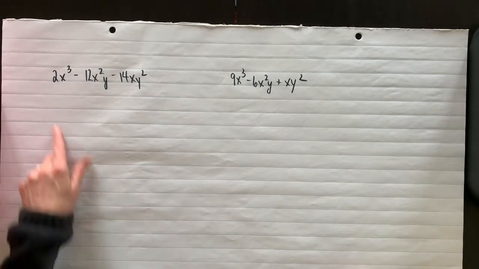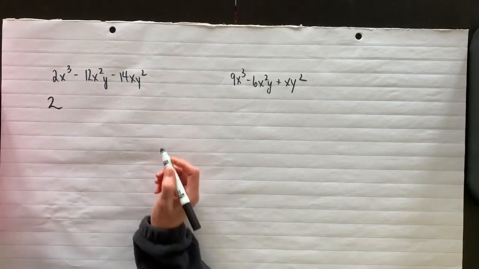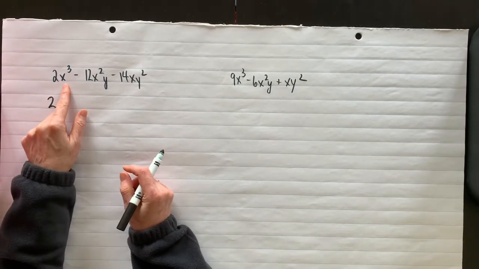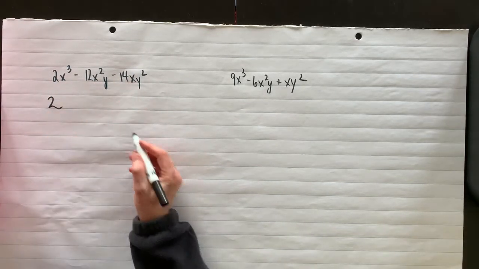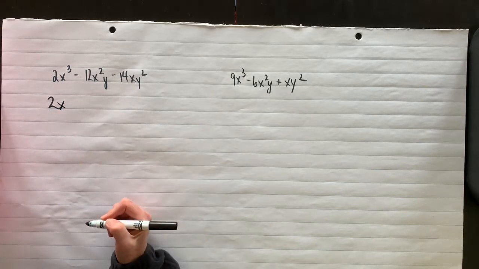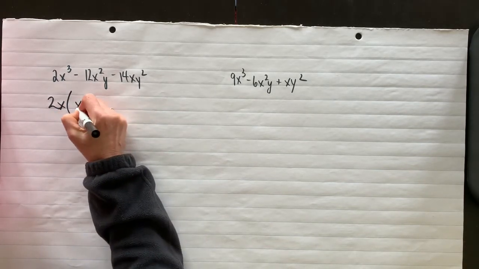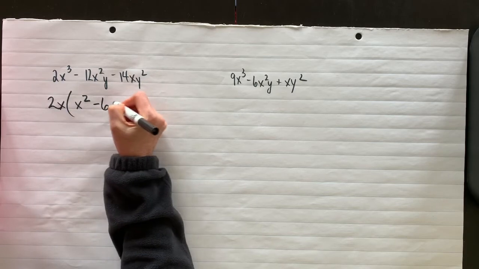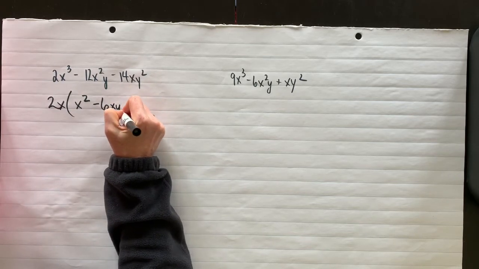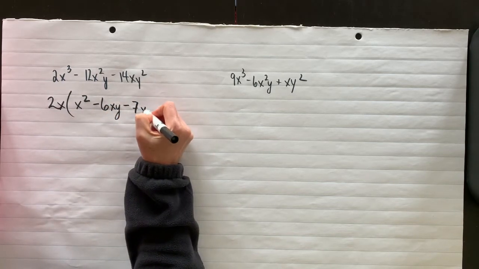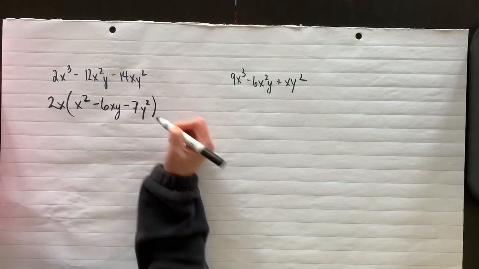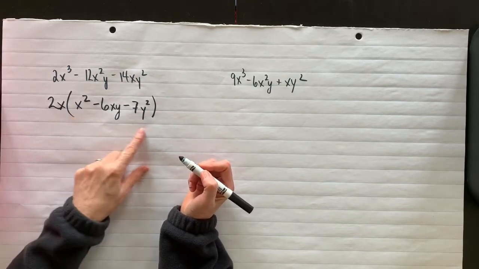Over here, I see 2, 12, 14. I can pull a factor of 2 out. Furthermore, I have x cubed, x squared, and x. So I can actually pull a factor of 2x out. And then what I'm left with is x squared minus 6xy minus 7y squared. Okay? Can't do anything further with this.